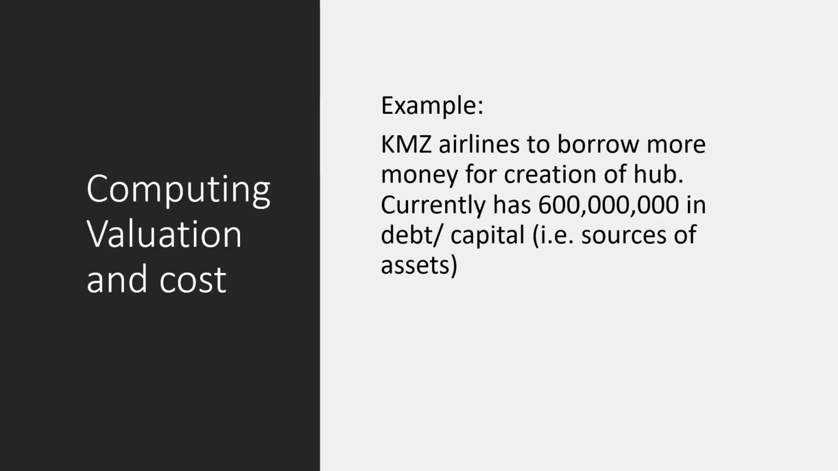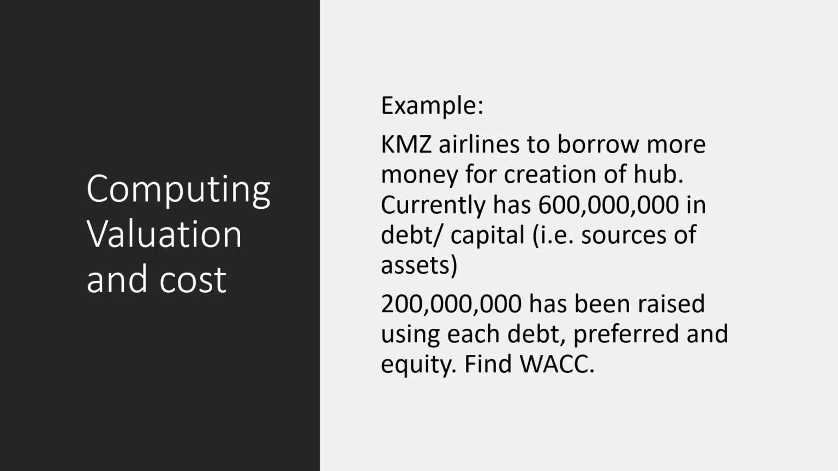So let's study an example. Our KMZ Airlines now wants to borrow more money for the creation of a hub. It currently has a total value of $600 million in debt and capital, i.e. different sources of assets. $200 million is in bonds, $200 million is in bank preferred, and $200 million is stocks and capital. Find out the weighted average cost of capital.